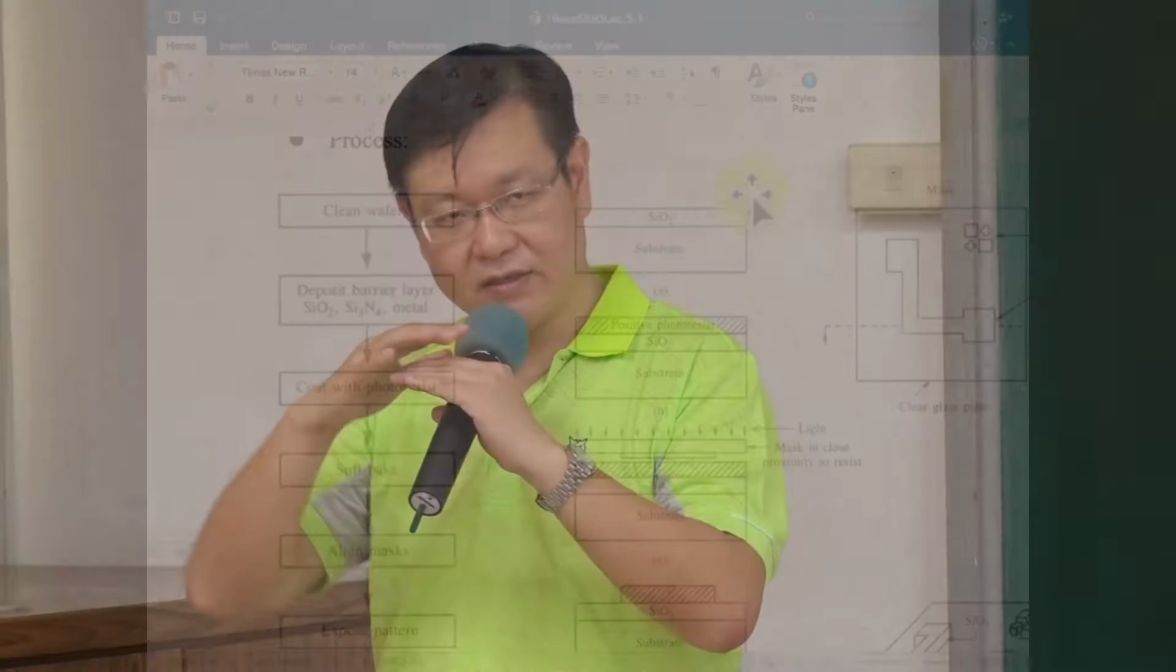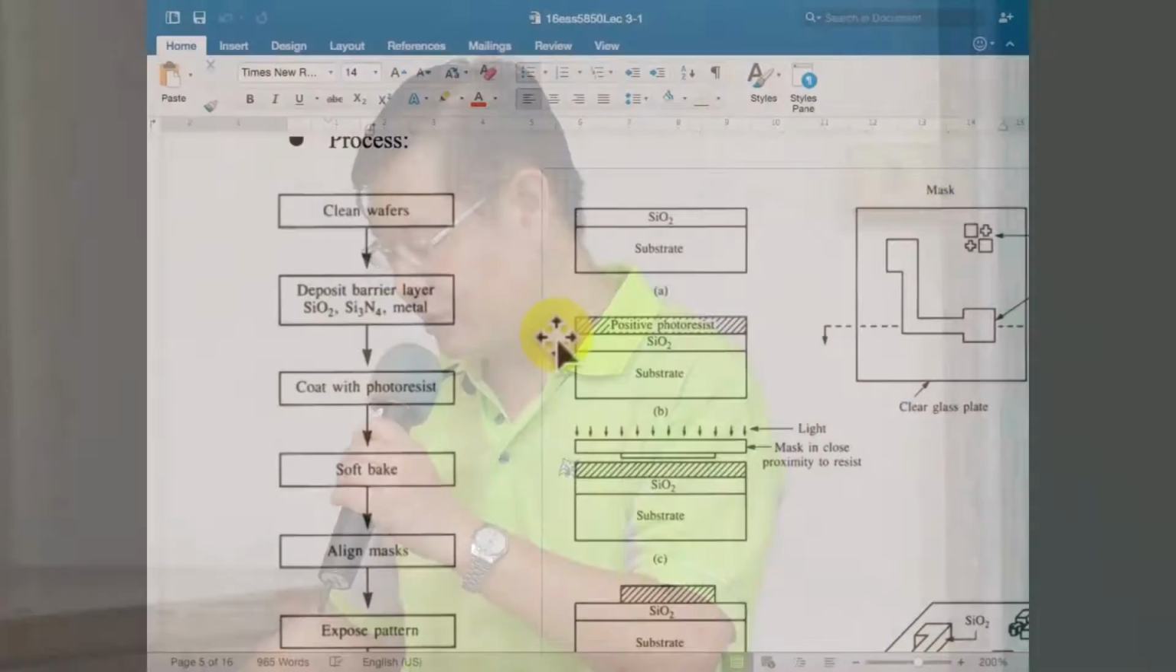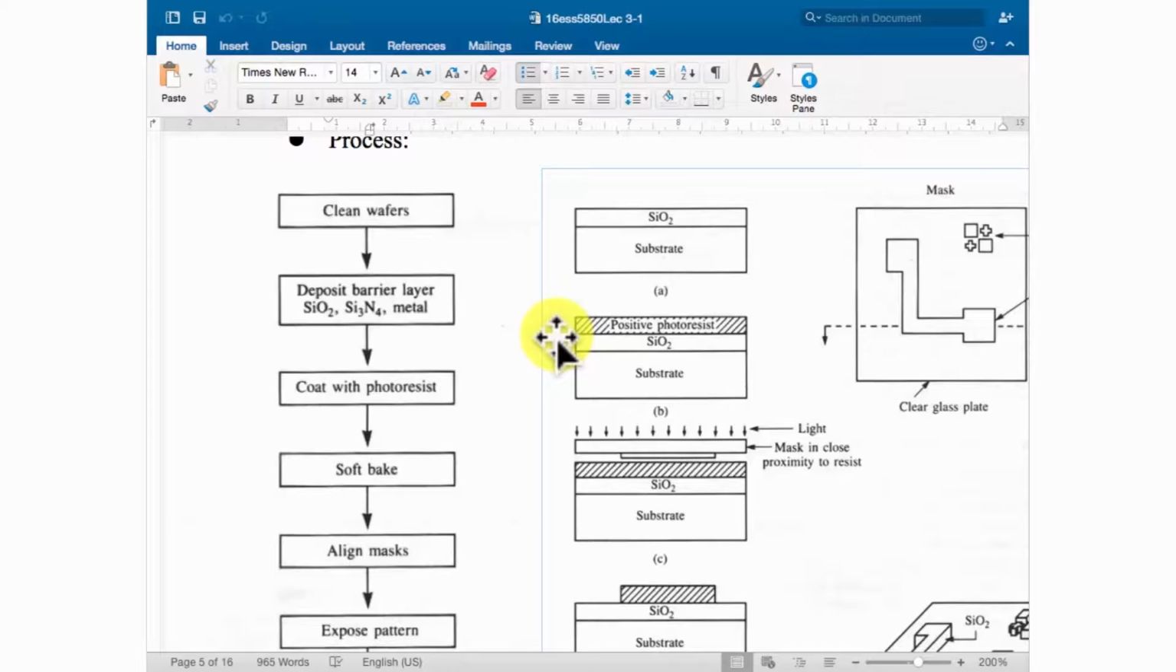If you want to define the structure, we need to use a special way. We call it lithography. First we spin coat on a positive photoresist or negative photoresist. We call this a very special material. It's an organic material, very sensitive to light exposure, so it's called a photoresist. We spin coat it so it becomes a thin film, like the mask you put on your face, right? So it becomes a thin film on the surface.